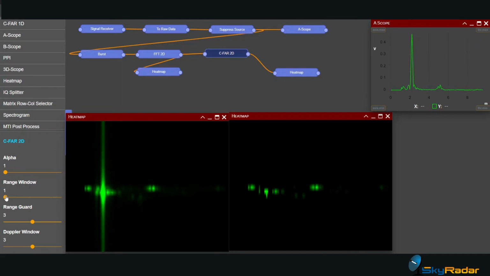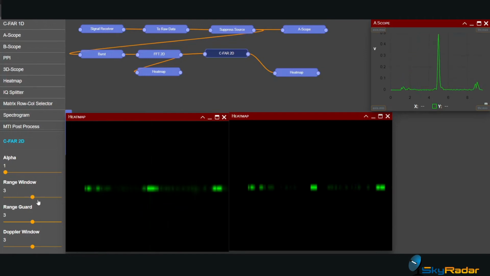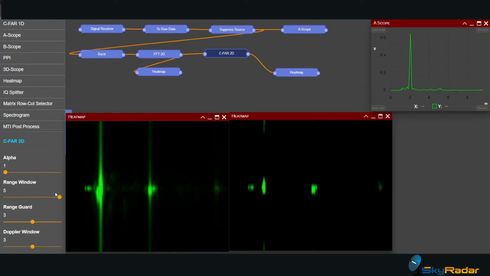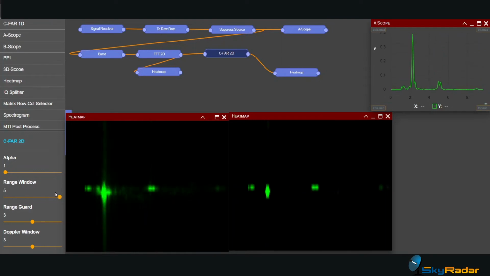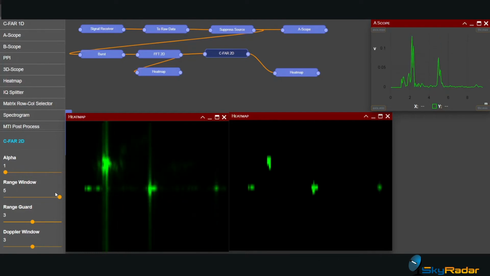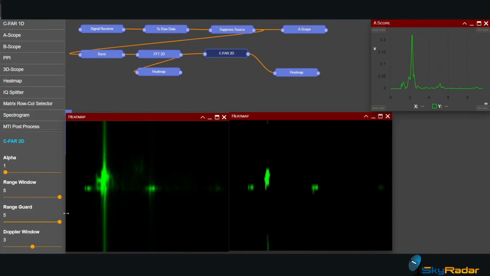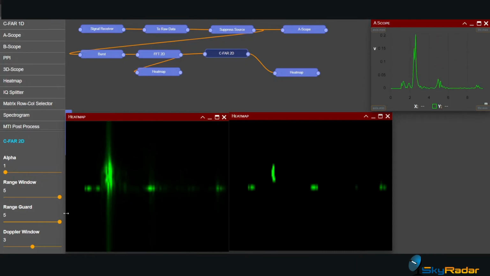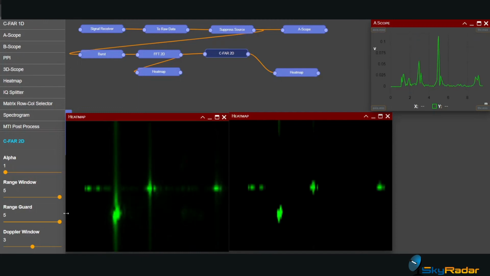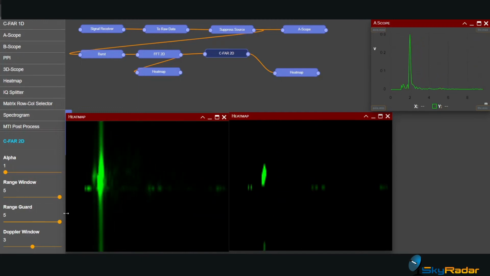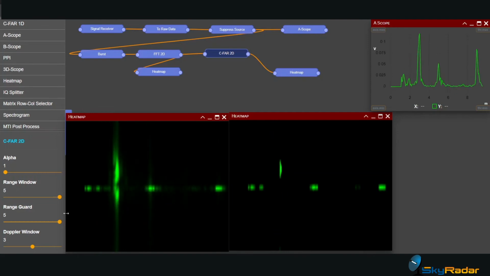So here I have increased the range window, and now I decrease it so that you can see the difference between high and low range window. So what the range window does is, as we take a larger amount of information in the range domain, it will try to estimate the noise floor of the whole window, and the higher that window is, the better will be the estimations done. And the same principle works also for the Doppler window.